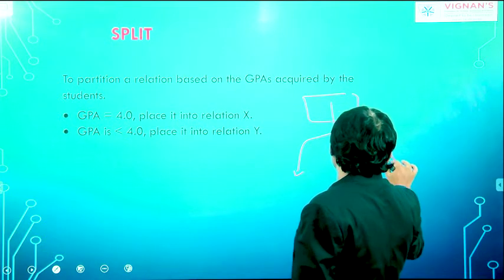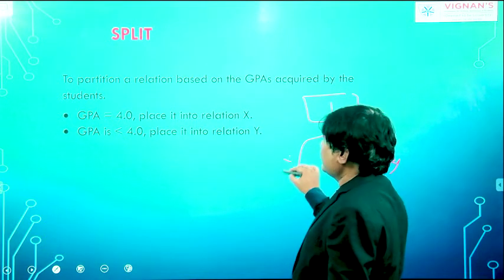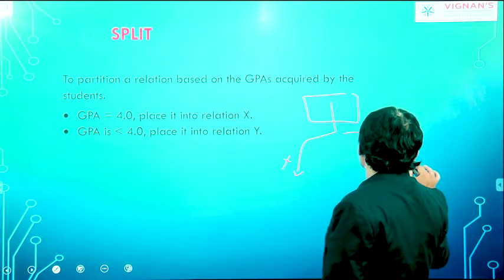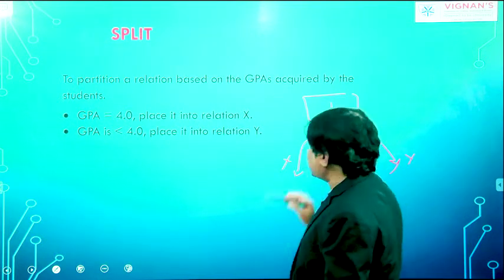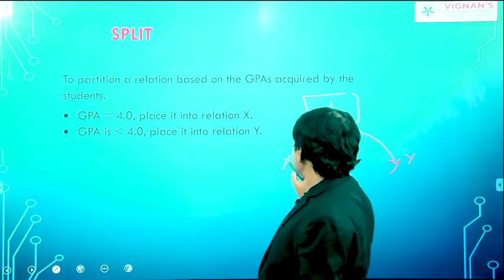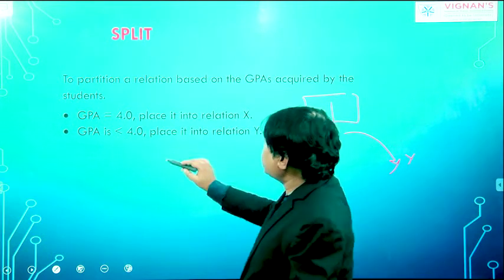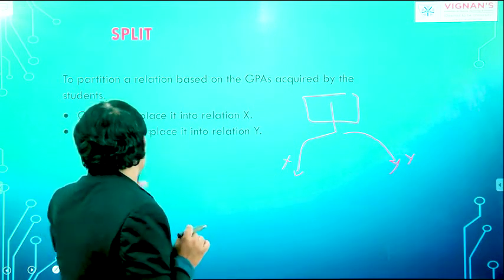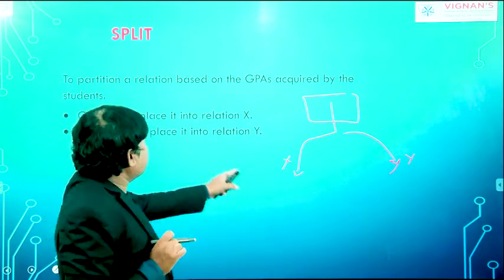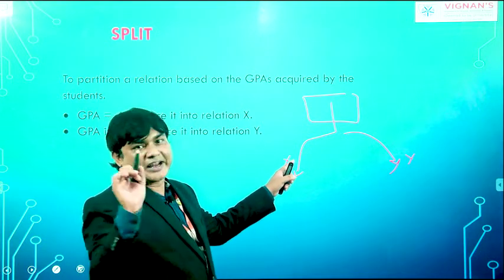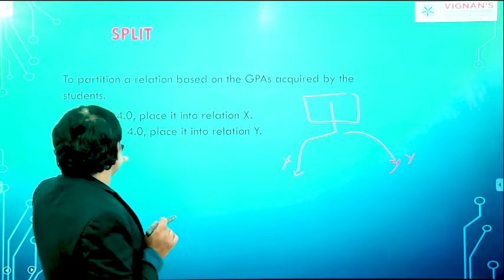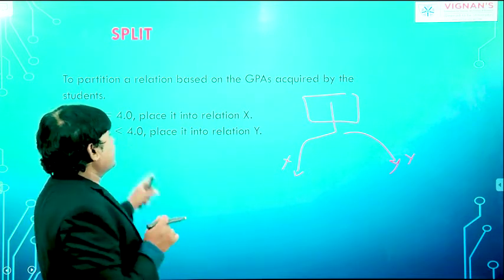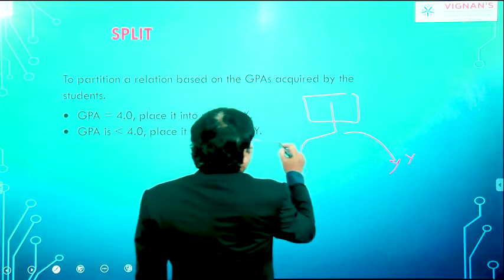One partition I can call relation X. The other partition I am going to call relation Y. So what does X mean? If GPA is equal to 4.0, the students whose GPA is 4.0 must be placed into relation X. This is my condition. If GPA is less than 4.0, that student will go to which relation?